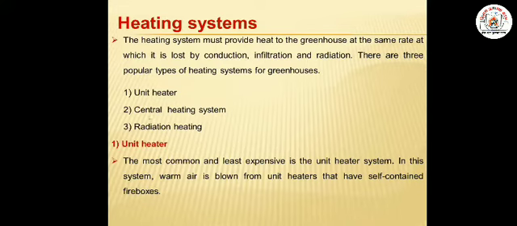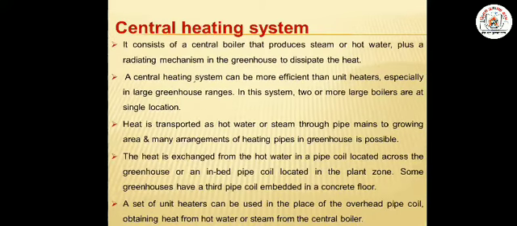Let us see the central heating system. Here it consists of a central boiler that produces steam or hot water, plus a radiating mechanism in the greenhouse to dissipate the heat. A central heating system can be more efficient than unit heaters, especially in large greenhouse ranges. In this system, two or more large boilers are at a single location. Heat is transported as hot water or steam through pipe mains to the growing area.